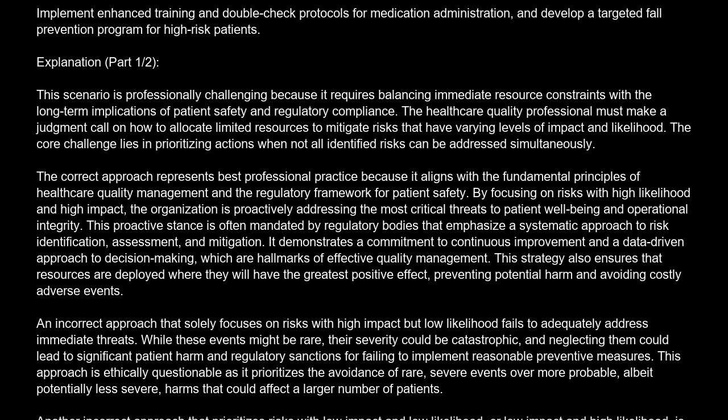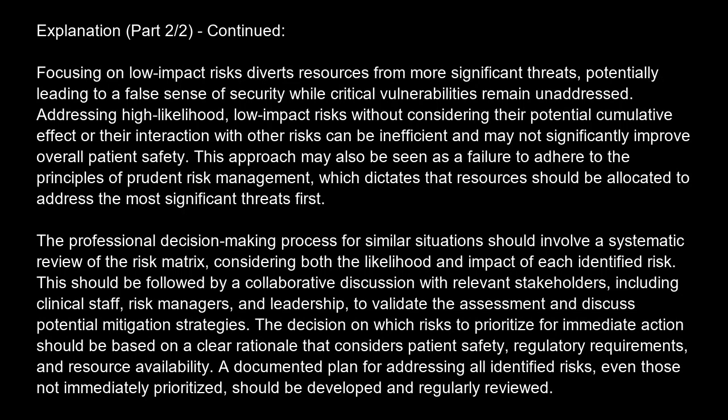Another incorrect approach that prioritizes risks with low impact and low likelihood, or low impact and high likelihood, is also professionally unacceptable. Focusing on low-impact risks diverts resources from more significant threats, potentially leading to a false sense of security, while critical vulnerabilities remain unaddressed. Addressing high-likelihood, low-impact risks without considering their potential cumulative effect or their interaction with other risks can be inefficient and may not significantly improve overall patient safety. This approach may also be seen as a failure to adhere to the principles of prudent risk management, which dictates that resources should be allocated to address the most significant threats first.